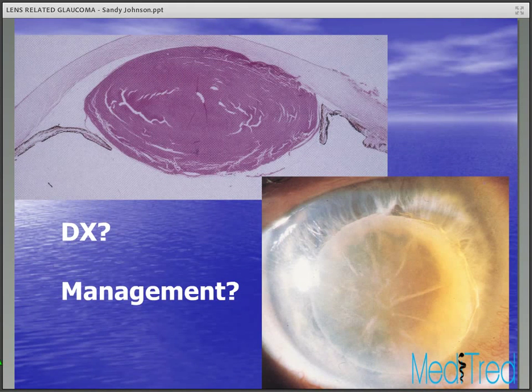All right, other lens-related glaucomas. You can see here in this histology slide that their lens is actually very anterior, very much like in this clinical picture. Right, so what do we have here? We have a dislocated lens, and how are we going to manage this?